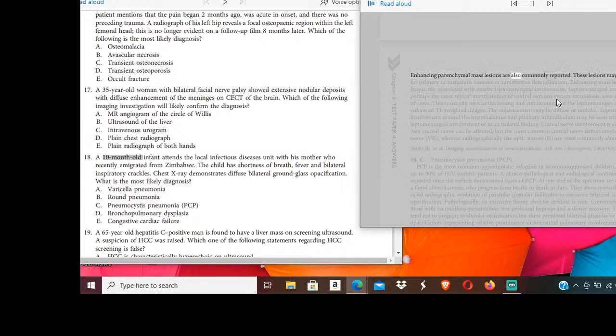Enhancing parenchymal mass lesions are also commonly reported. These lesions may be mistaken for primary or metastatic tumor or tumefactive demyelination. Enhancing mass lesions are frequently associated with nearby leptomeningeal involvement. Leptomeningeal involvement is perhaps the most typical manifestation of central nervous system sarcoidosis, seen in about 40% of cases.